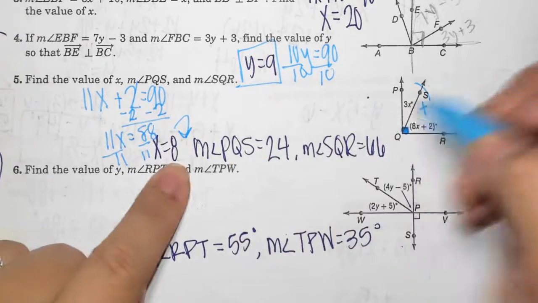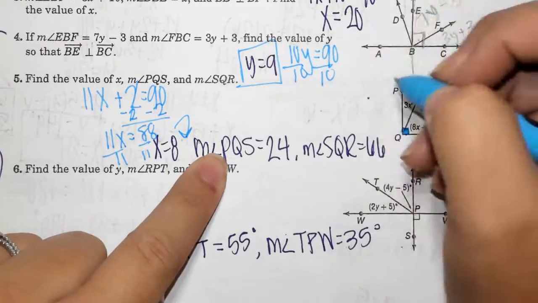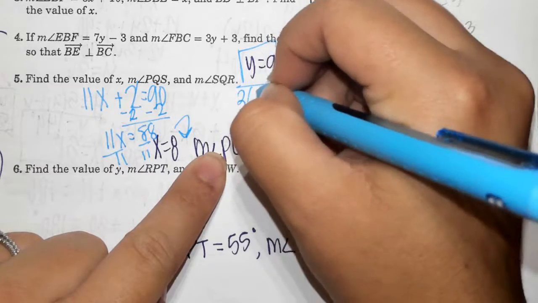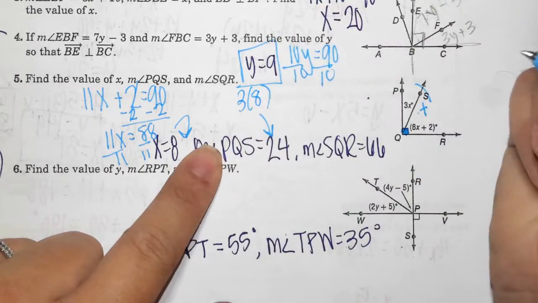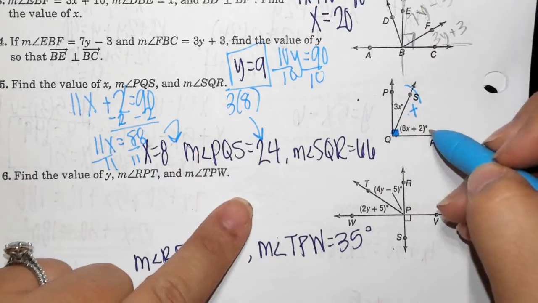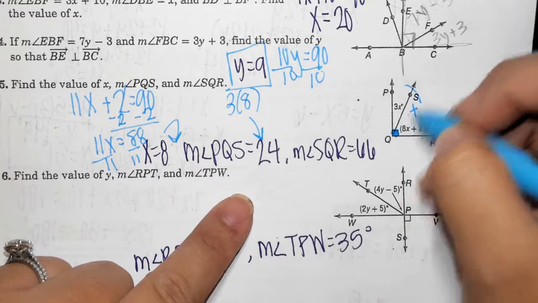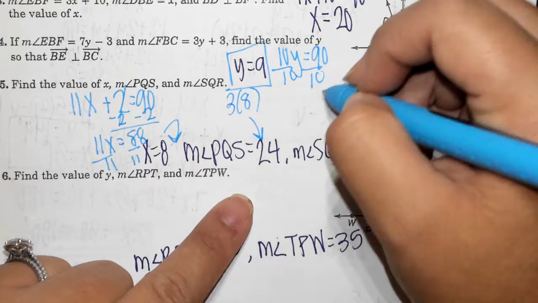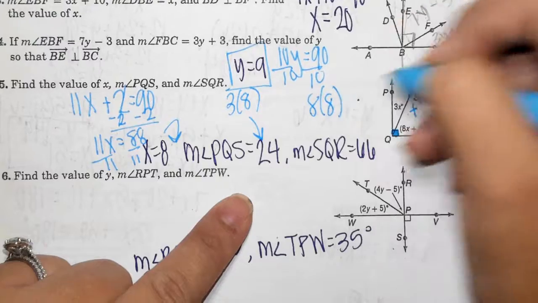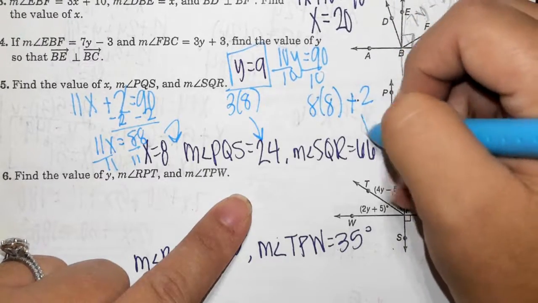Okay, now let's find PQS. Well, PQS is equal to 3 times 8, which is 24. And then this one, SQR, is 8 times 8 plus 2, which is 66.